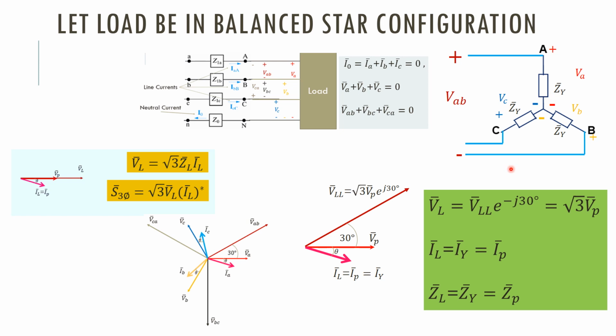phase. So let's say if we apply this equation here for VLL, root 3 Vp, and for IL is equal to IP, and ZL is equal to ZP, then root 3 cancels off. You will get the single phase equation by using this equation, right? Single phase equation for each arm, right?